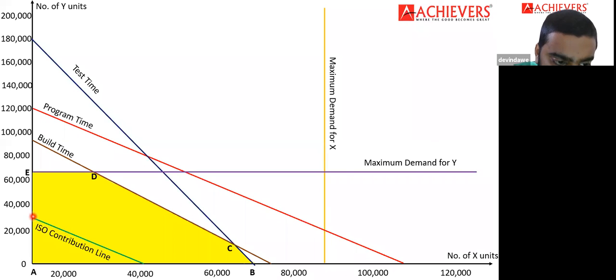So you have to keep the ruler on the iso contribution line, move upwards, and the final corner that is getting cut by the iso contribution line is your optimum production point. Clear? Okay. So now that we are here, right? Now we are here, no?